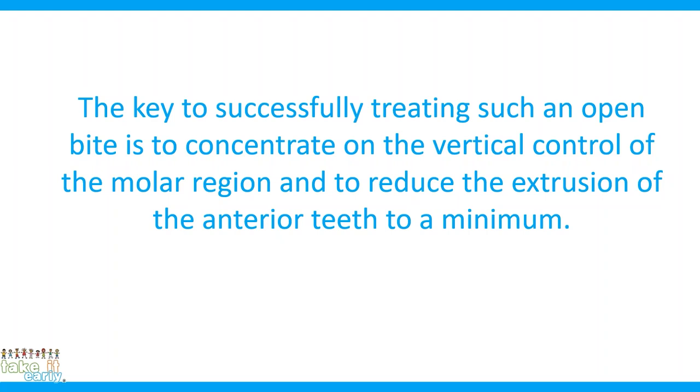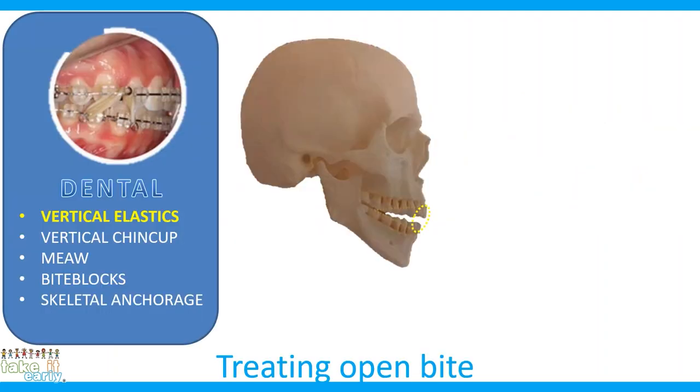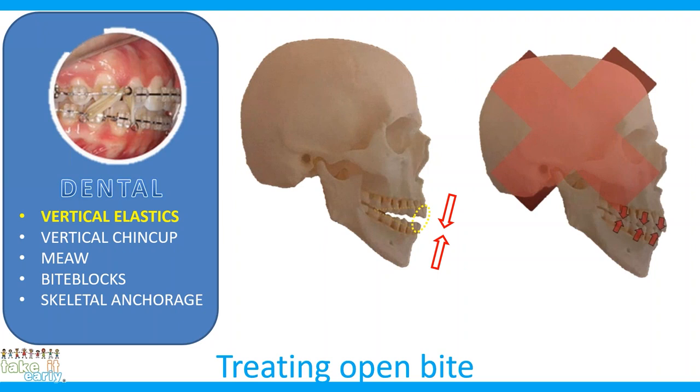And we know that the key to a successful treatment is to control the vertical dimension, to control the vertical relationship between upper and lower jaw, in particular in the posterior area of the teeth, in the molar region. So to reduce the extrusion of the anterior teeth to a minimum. Why? Because if I have an open bite and I use elastics in the anterior part of the teeth, I will have a contrary effect, because I will have an eruption of the teeth of all the arches, increasing the vertical dimension of the face.